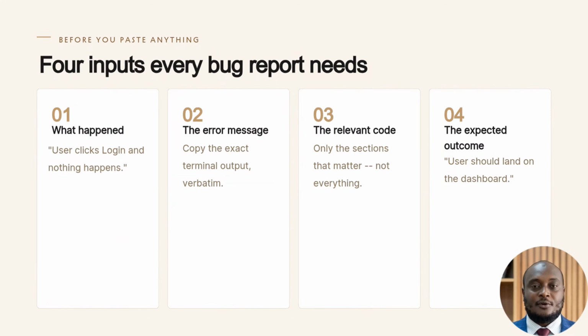So here are the 4 inputs every good bug report needs. What happened in plain language, user clicks login and nothing happens. The exact error message, copied verbatim, not paraphrased. Only the relevant code, not your whole project. And the expected outcome, what should have happened. Get in the habit of gathering these 4 before you even open the chat.